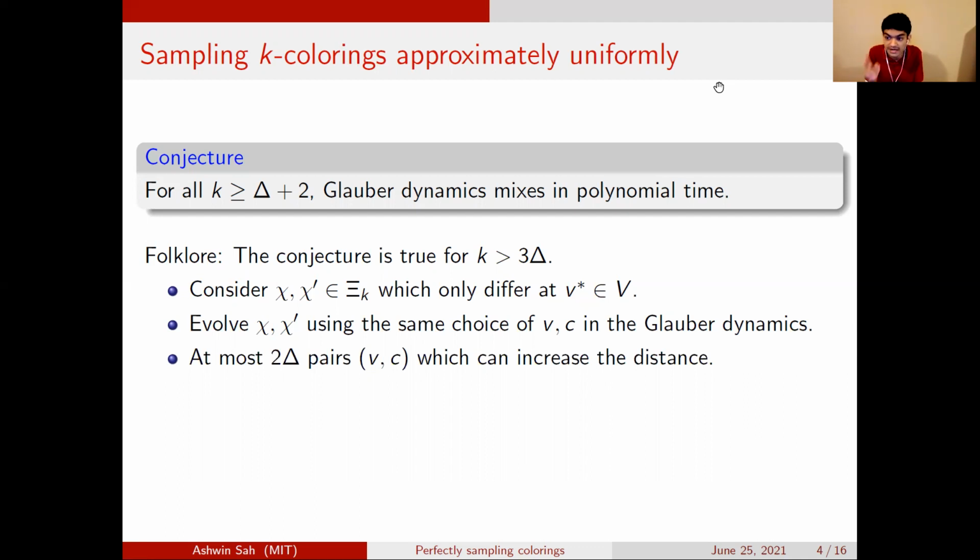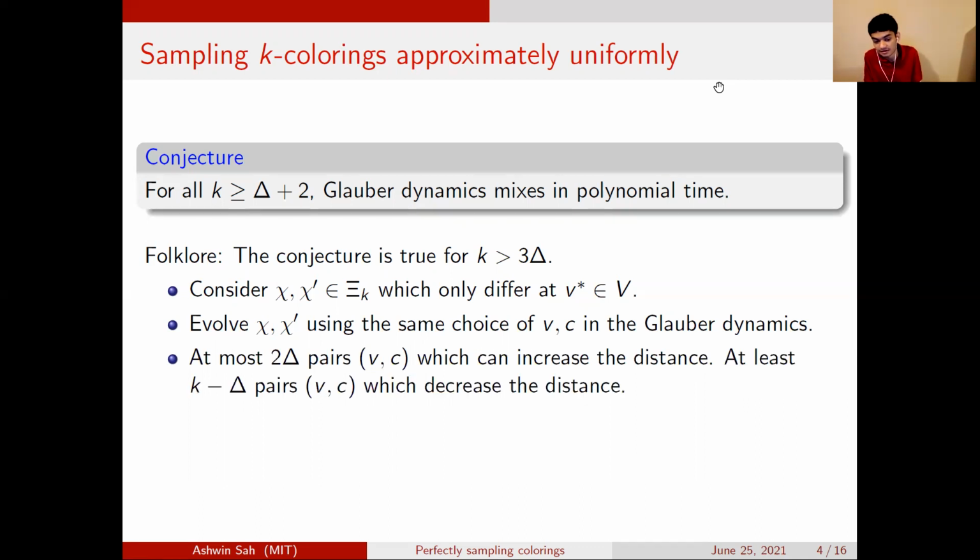However, for those two potentially exceptional colors, there might be a problem, and that might increase the Hamming distance by 1. That gives 2 delta total pairs. On the other hand, when v is equal to v star, you're never going to increase the Hamming distance, and it actually decreases as long as C is not one of the neighborhood colors of chi, or equivalently of chi prime, since they have the same neighborhood colors.